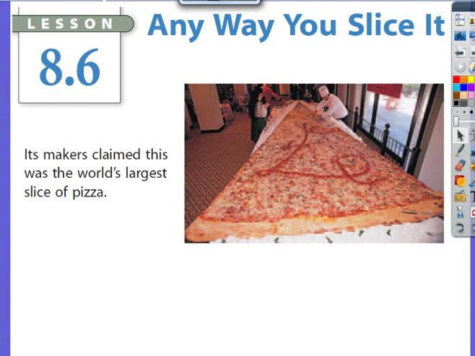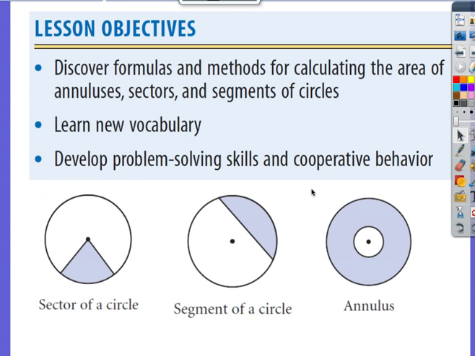But write down 8.6 any way you slice it. I'm going to move on to the next slide. Do not write any of this down. What I'm looking for is just to tell you. You can see the pictures on the bottom, the three things we will talk about today. We're going to discover formulas and methods for calculating the area of annuluses, sectors and segments of circles. Those are the three things we're going to be working on.